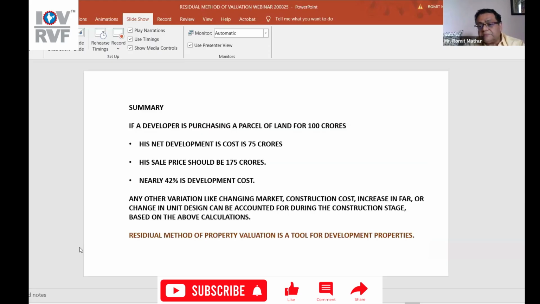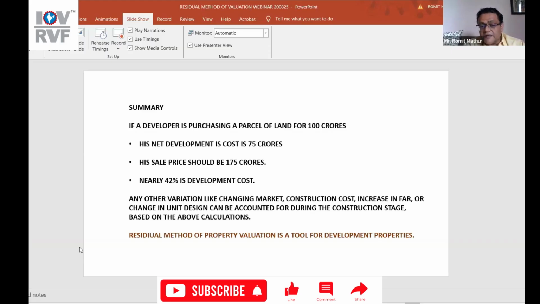The summary. If a developer is purchasing a parcel of land for 100 crores, his net development cost is 75 crores. So his sale price should be 175 crores. So that is nearly 42% is development cost. Any other variation like changing market, construction cost, increase in FAR, or change in unit design can be accounted for during the construction stage based on the above calculation.